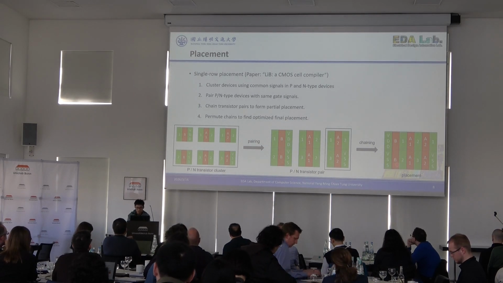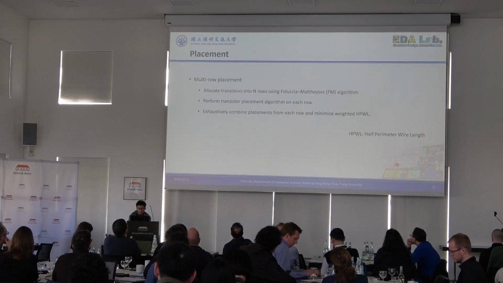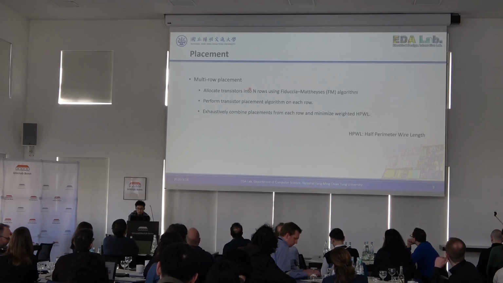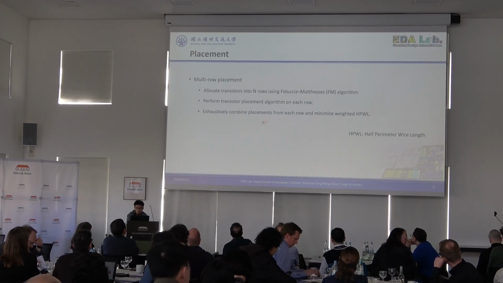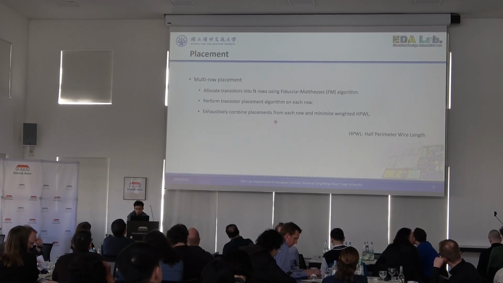And as for multi-row placement, we allocate transistors into N rows using FM algorithm and perform transistor placement algorithm on each row. The final result is obtained by exhaustively combining placements from each row and minimize weighted HPWL.